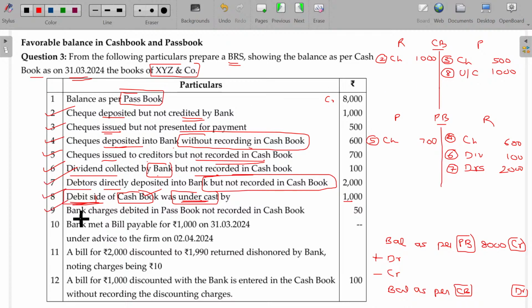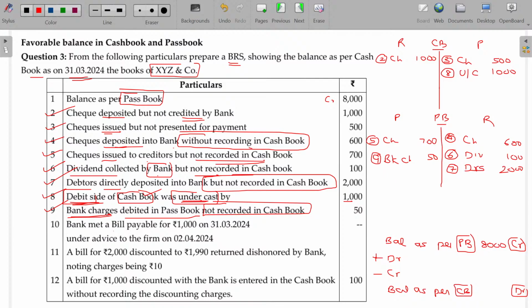Come on, tell me. 9th one, bank charges. What does it mean? Debited in passbook, not recorded in cash book. Debited means in the debit side. So here 50 rupees but not shown in the cash book. Number 9, bank charges.